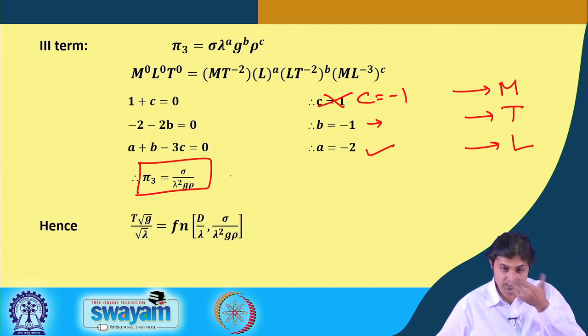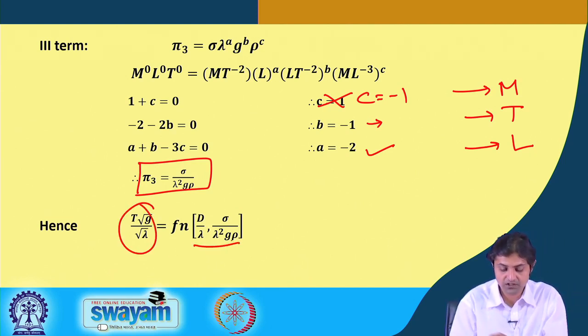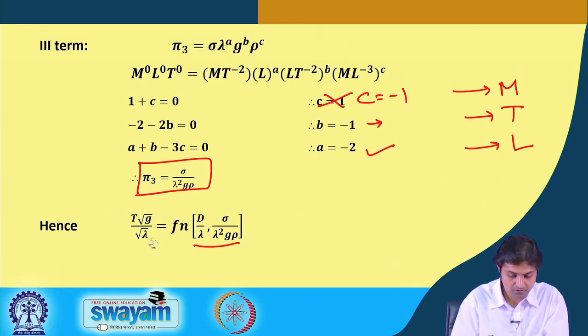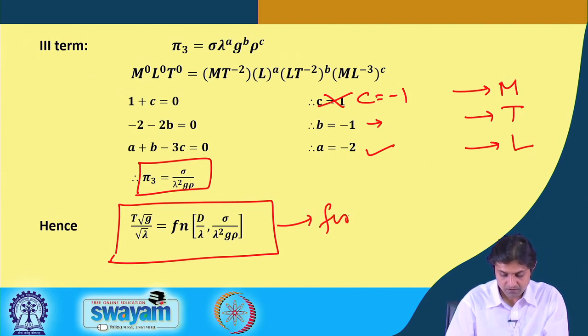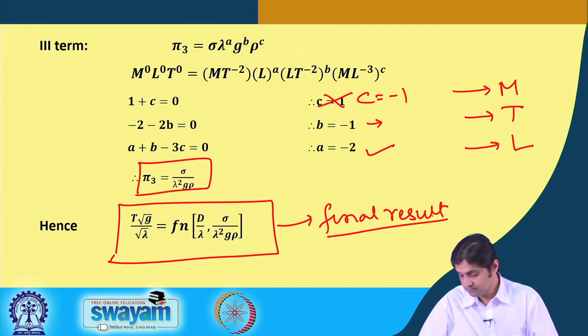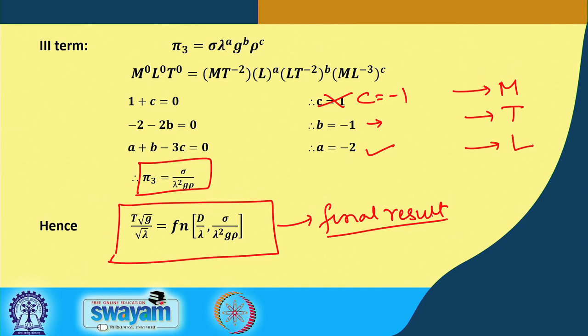Now, the last step is expressing pi 1 or any pi as a function of the other two. So, this is our final result. Okay. So, I would like to close this lecture at this point, and we will proceed in our next lecture. Thank you so much.